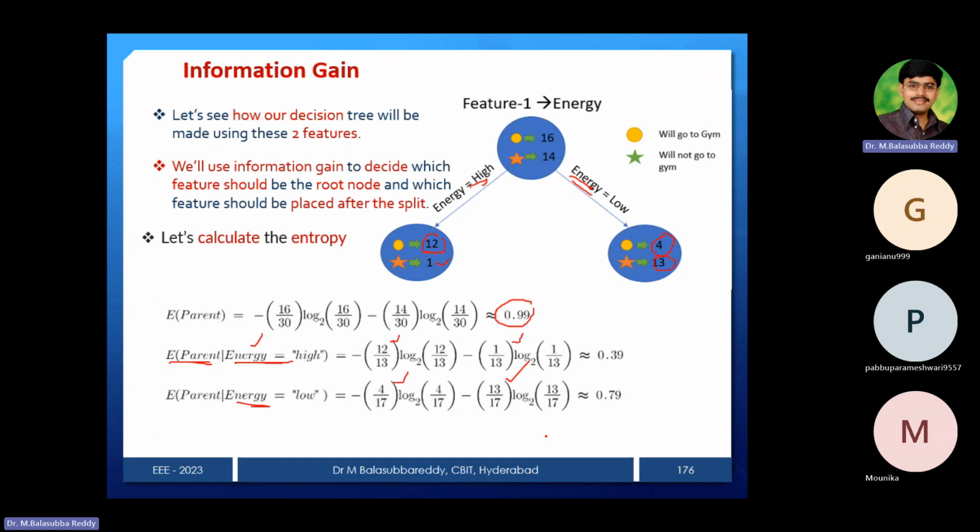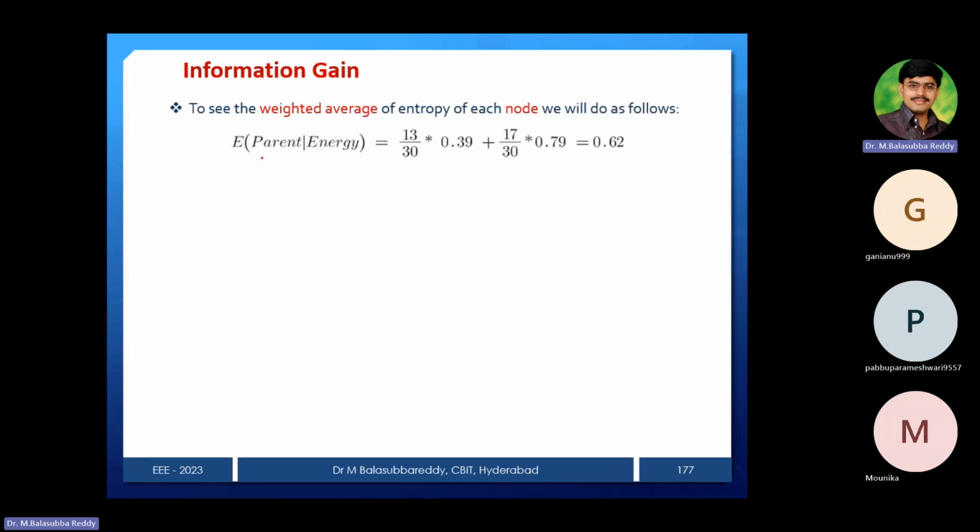This is the entropy we calculated. But what is our intention? You have to calculate the information gain. The information gain formula: I can write it as the entropy of the parent node minus the average, or weighted sum, of the entropy. This is the formula. Here, this is the parent, and this is the weighted average you have to calculate. The information gain is the entropy of the parent minus the weighted sum of the entropy. That's our weighted average, I can say.